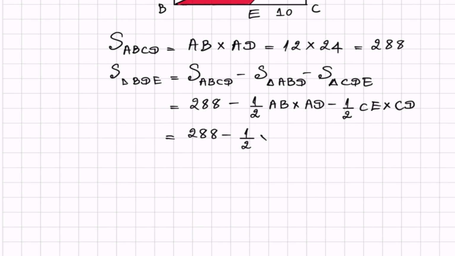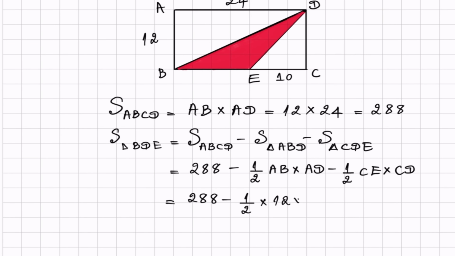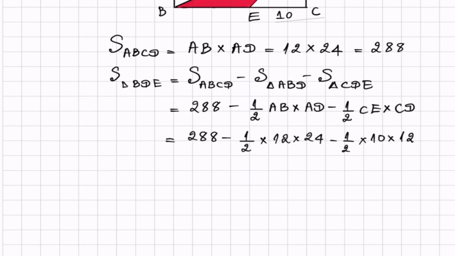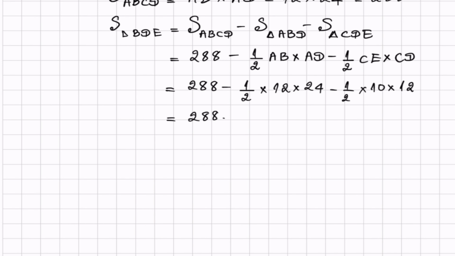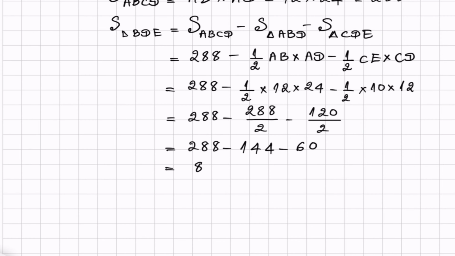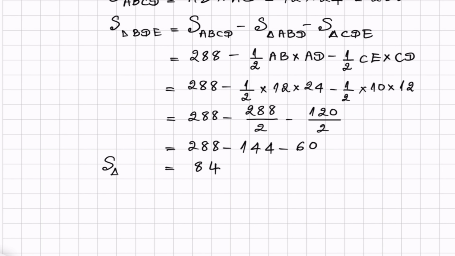288 minus 1/2 times AB, which is equal to 12, and AD, which is equal to 24, minus 1/2 times CE, which is equal to 10, times CD, which is equal to AB, so that will be 12. Okay, then equal to 288 minus 288 divided by 2, and then 120 divided by 2. 288 minus 144 minus 60. So the answer would be 84. Okay, so the area of triangle BDE is equal to 84.